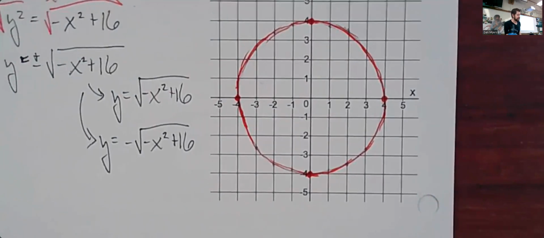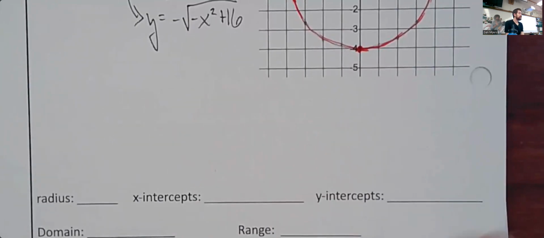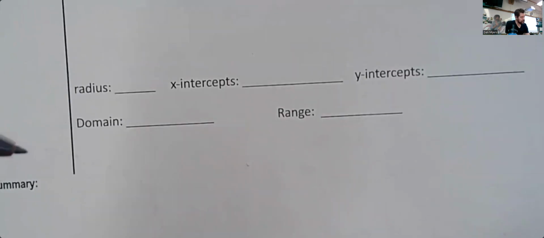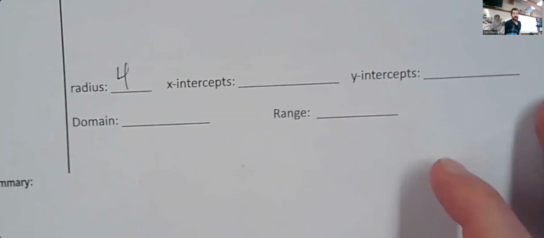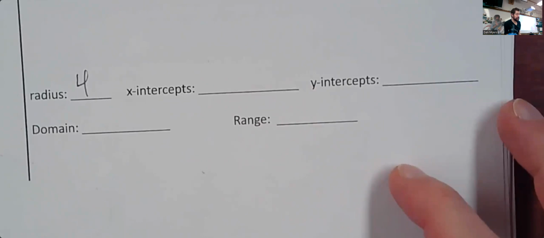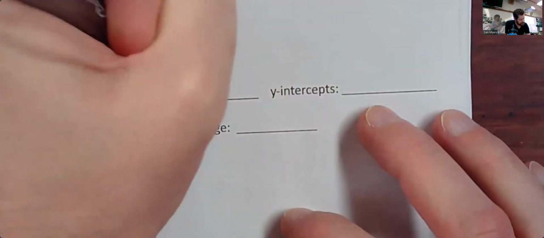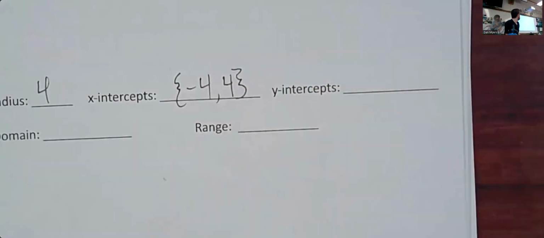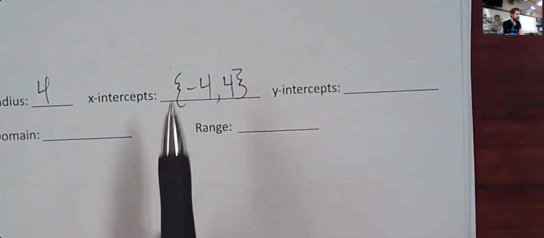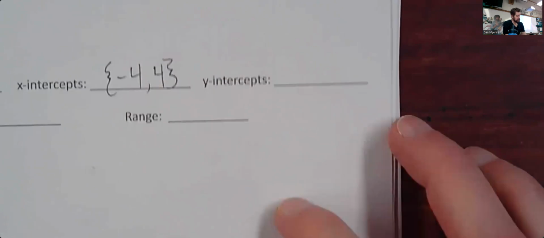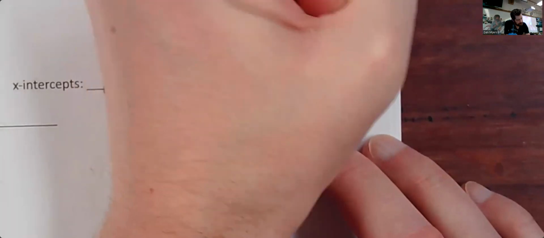What is the radius of this circle? How far is it from the edge to the center? 4. All right, so the radius is 4. I already asked you what the x-intercepts were, and you said -4 and 4. So x-intercepts would be, we can just do it this way, -4, 4. We can use set notation. Using the braces, by the way, with set notation just means you're talking about the same value. So we can do the same thing for y as well, because the y-intercepts were both -4 and +4 as well. So we can do set notation here, -4 and 4.